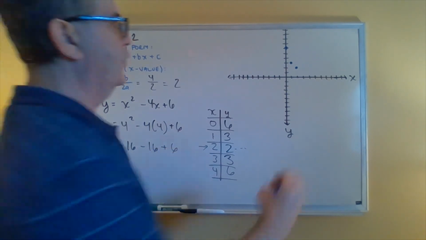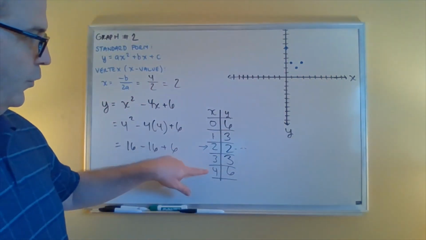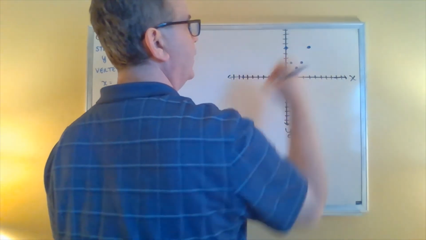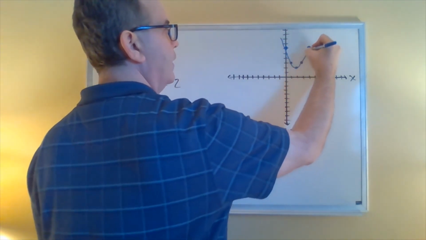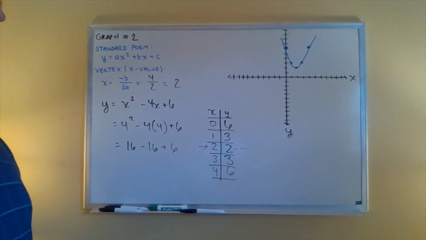Next, we're going to plot 3, 3, which is right here. And the final point that we're going to plot is at 4, 6. That's going to put us right about there. So now we just connect those dots. And right there is what our parabola looks like for number 2.